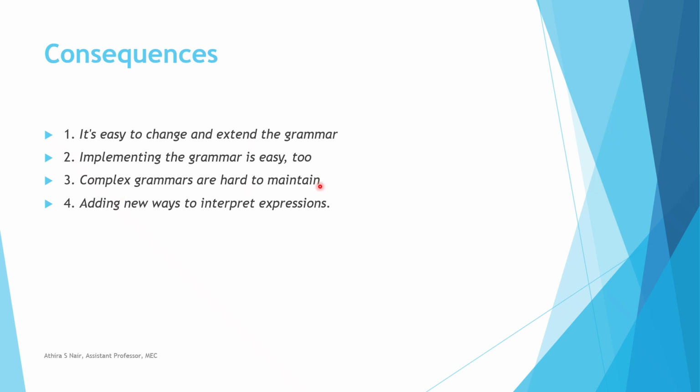And complex grammars are hard to maintain. That is, the interpreter pattern defines at least one class for every rule in the grammar. Hence, grammars containing many rules can be hard to manage and maintain. So, other design patterns can be applied to mitigate this problem. But when the grammar is very complex, other techniques such as parser or compiler generators are more appropriate.